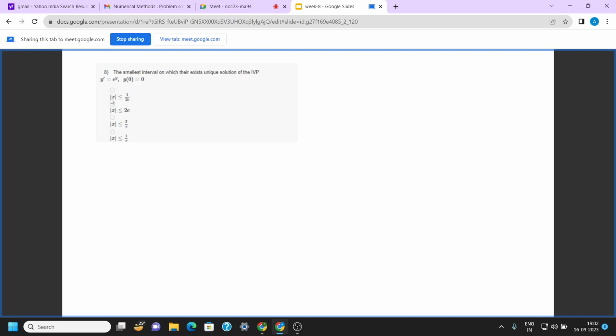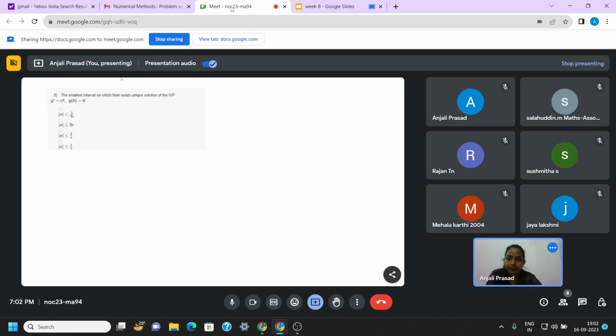Is it mod x less than or equal to 1 upon 2e, or mod x less than or equal to 2e, or mod x less than or equal to 2 upon e, or mod x less than or equal to 1 by e? Find it. Which is the smallest interval such that there exists a unique solution of the given IVP?